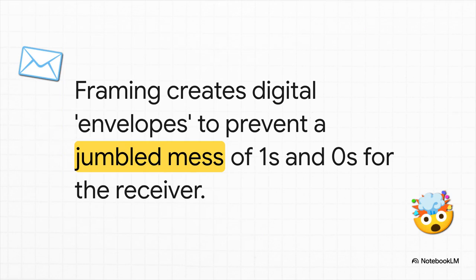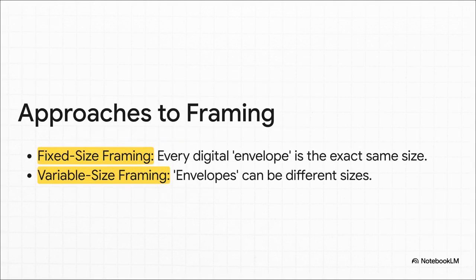Let's bring it back to our mail analogy. Framing is literally the act of creating those digital envelopes. I mean, without them, the receiving computer would have zero idea where one piece of information ends and the next one starts. It would just be total, absolute chaos. And you know, there are basically two ways to go about this. You could make every single envelope the exact same size. That's super simple, but it's not very efficient. Or you could use variable-sized framing, which is way more flexible.